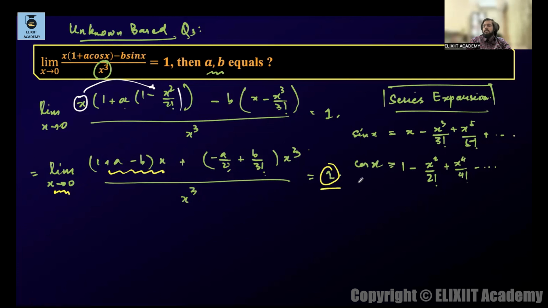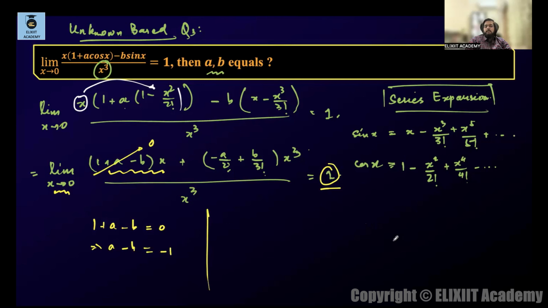Right hand side we have 1. This answer won't be 1. The answer won't be 1 in that case. So definitely this quantity needs to be 0. This quantity needs to be 0, which means 1 plus a minus b has to be 0. Or basically a minus b must be equal to minus 1.